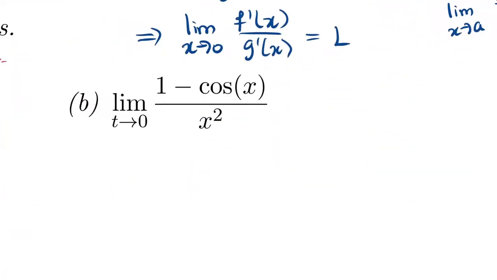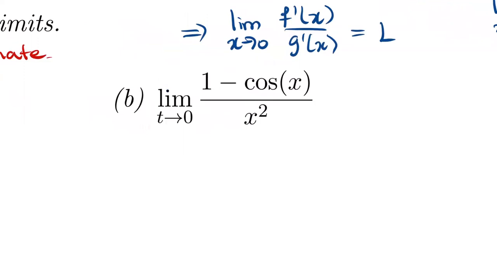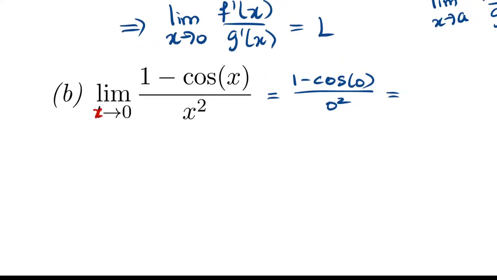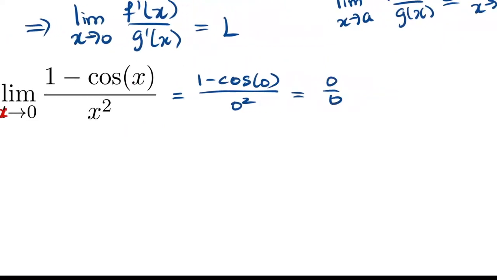So let's have a look at this example. There's a typo here, so this should actually be an x here. Let's take the limit of this. We had the limit as x approaches 0 of 1 minus cos of x divided by x squared. See here that when we do a direct substitution, we have 1 minus cos of 0 divided by 0 squared, but cos of 0 is 1, so 1 minus 1 would be 0 over 0. So we have a 0 over 0 form, meaning that we actually need to use L'Hopital's rule.